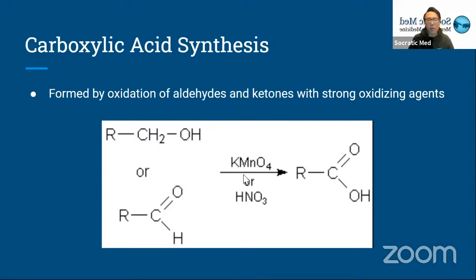So as you can see on the bottom, if you take a primary alcohol and react it with potassium permanganate, you get a carboxylic acid. And similarly, if you take an aldehyde and you react it with a strong oxidizing agent, you can form a carboxylic acid as well. And on the bottom is just a representation of how to react an alcohol and an aldehyde to form a carboxylic acid.